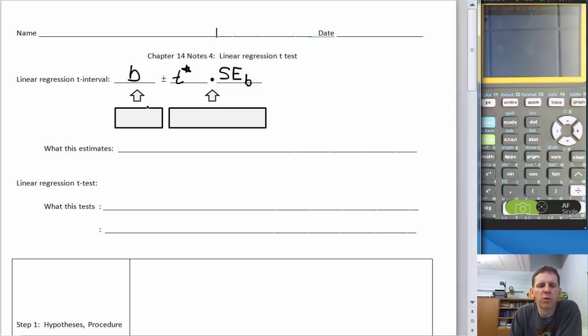Now in this equation we have two values. We have this statistic, which is B, that's our slope of our line, our sample slope. And then we have this stuff that's after the plus or minus, that is your margin of error. So when we're constructing our linear regression t-interval, we are making an estimate of the slope, and when we attach the margin of error, this interval that we get makes a prediction about what the actual slope would be if we had the entire population of points. So confidence intervals are used to predict the slope of the population data.